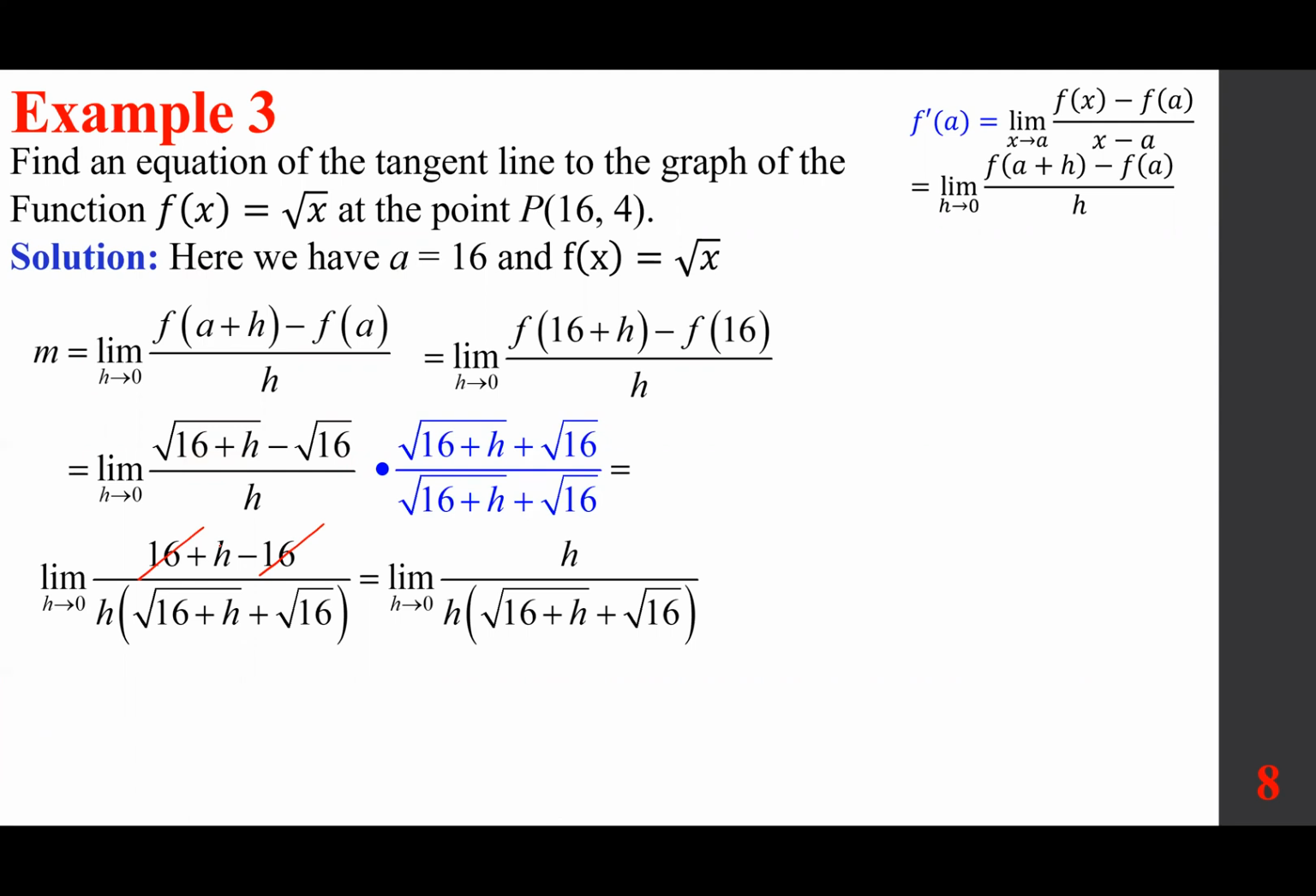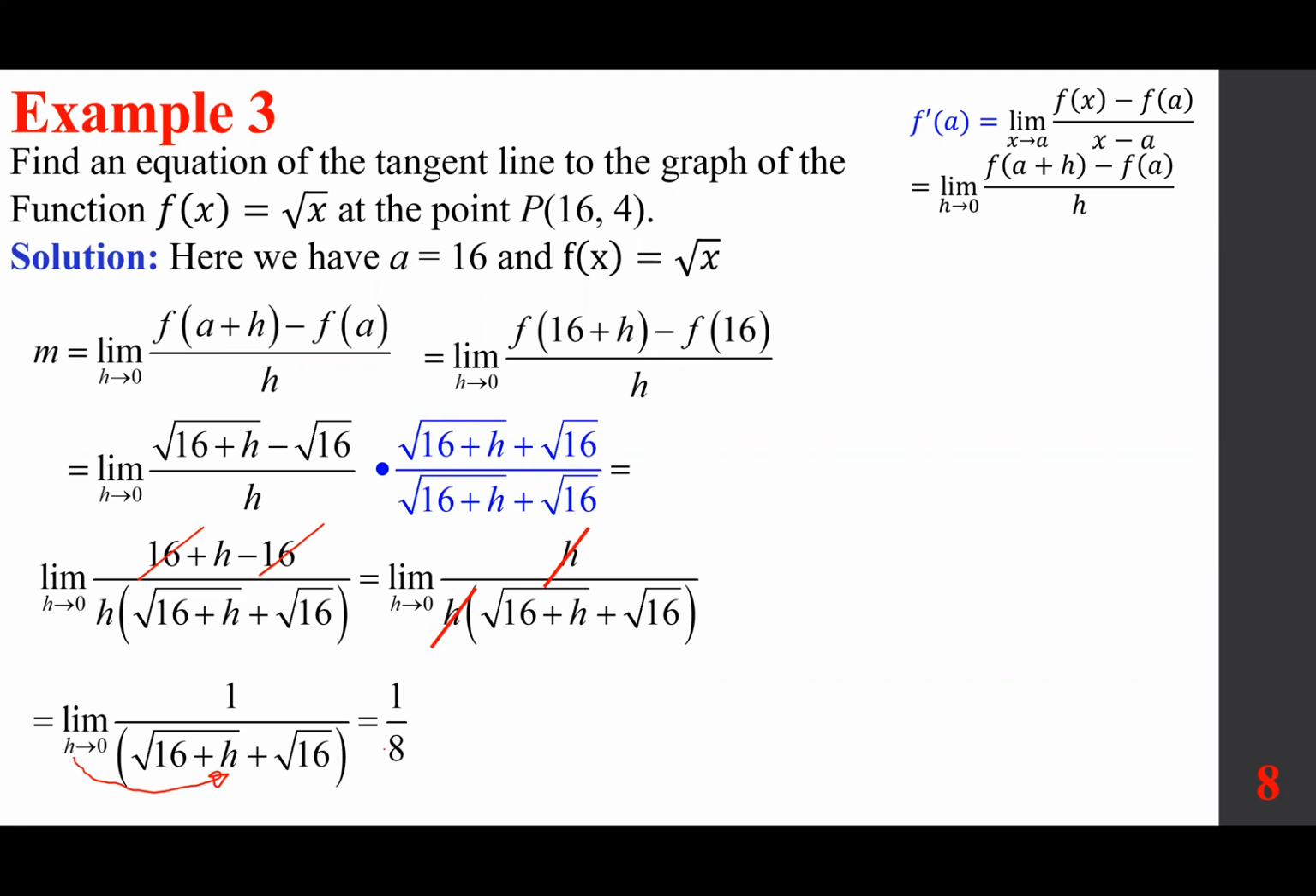Of course, the h drops and the numerator is replaced with 1. Okay, everybody? Now, if you replace the h with 0, you get square root of 16, which is 4, plus 4, which is 8. So 1 over 8 is the answer. So I hope everybody is clear as to how we arrive at the answer.